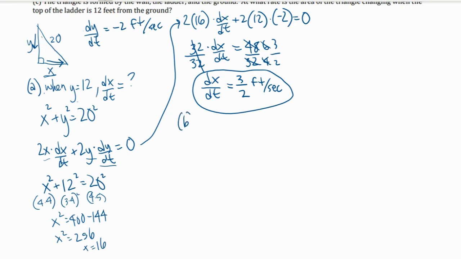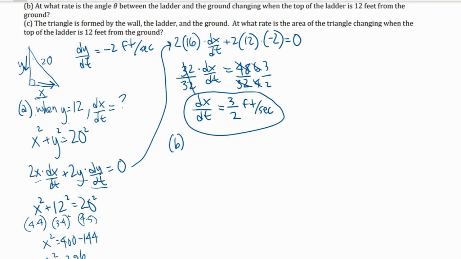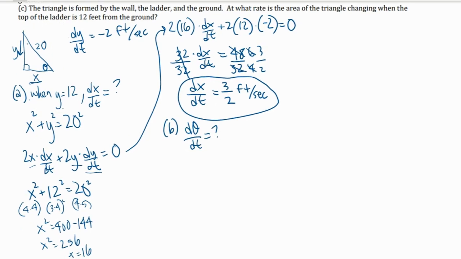All right, for part B, it says, at what rate is the angle theta between the ladder and the ground changing when the top of the ladder is 12 feet from the ground? So now I'm looking for d theta dt. That is an angle measure. We will always be using radians in this class. Just to remind you, the derivative of sine is cosine if you are doing radians. The derivative of cosine is negative sine if you are in radians. So we will only be using radians. Do not just try to convert to degrees.